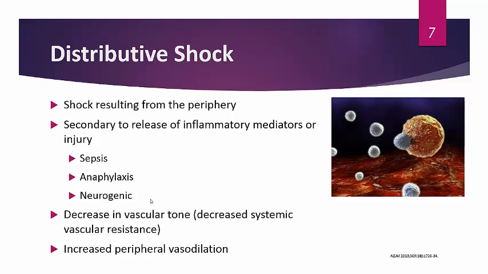Distributive shock, as we discussed, is essentially a decrease in vascular tone. And what this results in is a decreased systemic vascular resistance, or a clamping down of the vasculature. So basically, these patients are very vasodilated in the periphery.